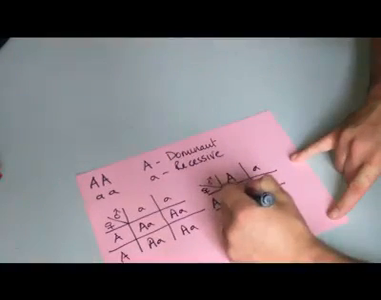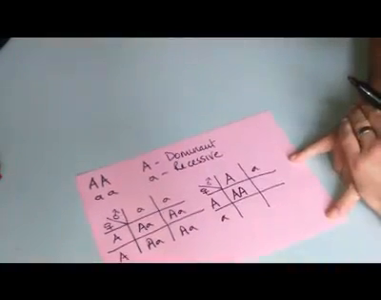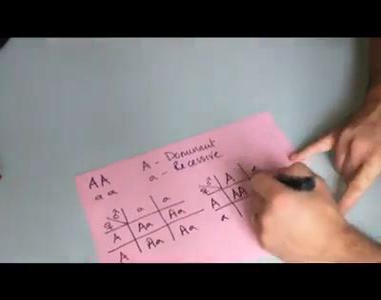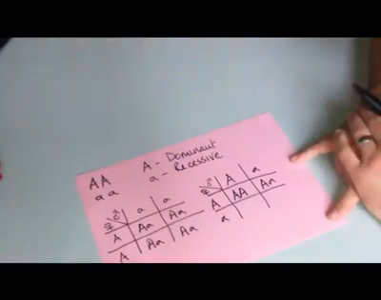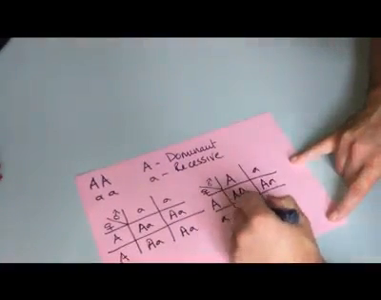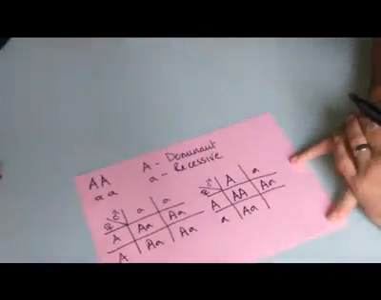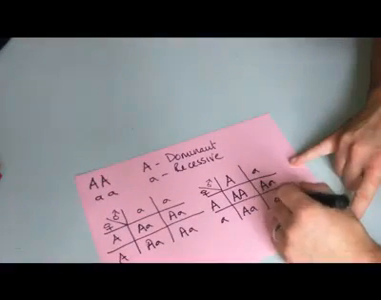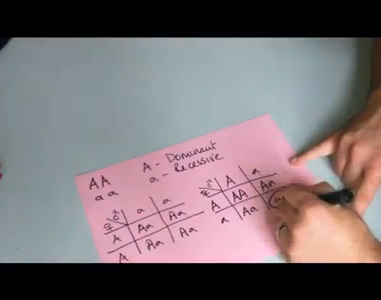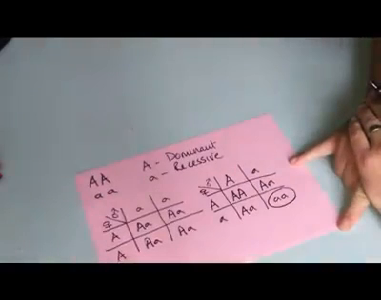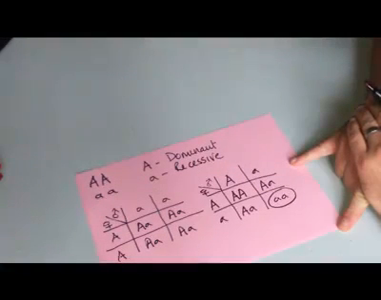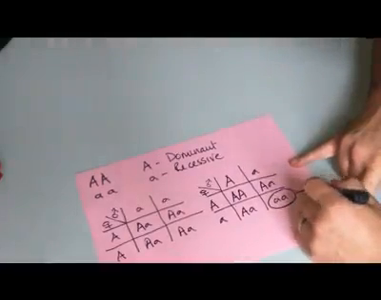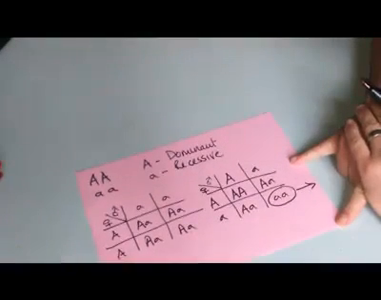So the first 25% will be normal, they won't be carriers. The second 25% will be heterozygous. Third 25% will be heterozygous. And as if by magic, the last quarter will be the albinos. We've reproduced it. So the albinos we can remove. We know that they are what they are.